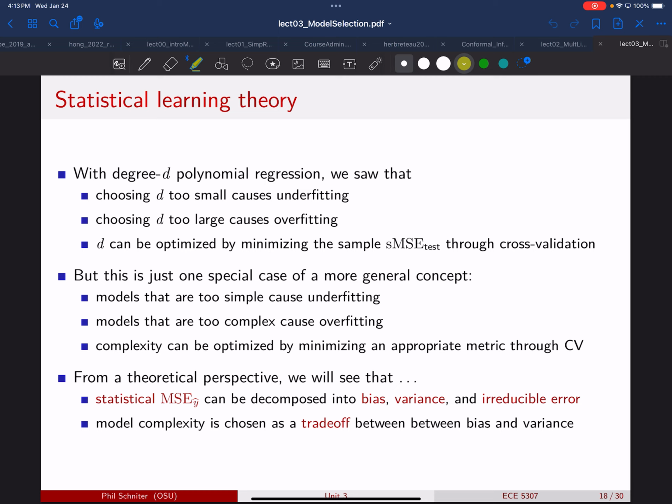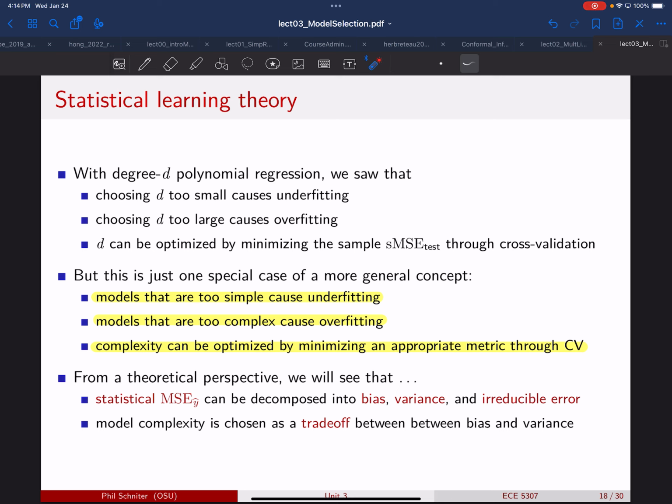So what I want to emphasize now is that that's just a special case of what you see in general in machine learning. In general, models that are too simple cause underfitting. So it's not just about polynomials, it's about any kind of machine learning model. Models that are too complex cause overfitting. And there are different ways you can adjust that complexity. You might be using something like sample MSE, you might be using some other metric. The point is, depending on what kind of task you're working on, regression, classification, or so on, you're going to have a different metric. But as long as you look at some sort of test-based metric using cross-validation, you can tune that complexity. So we'll be doing this all semester long.